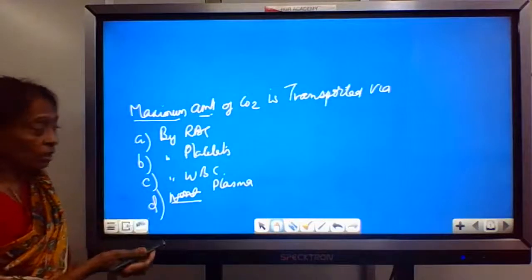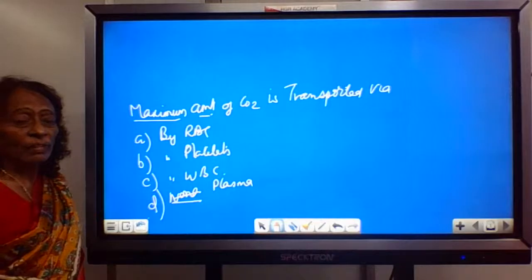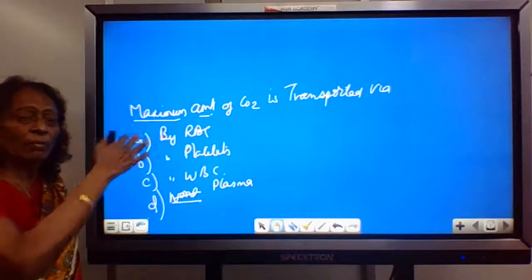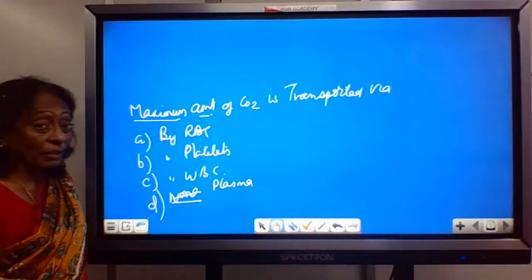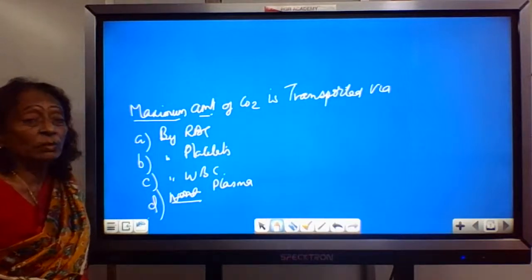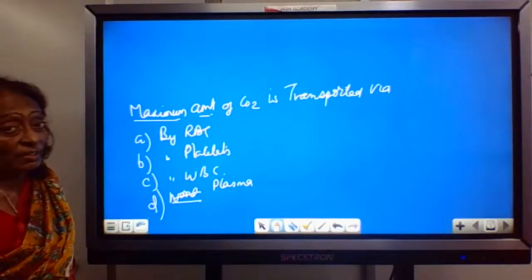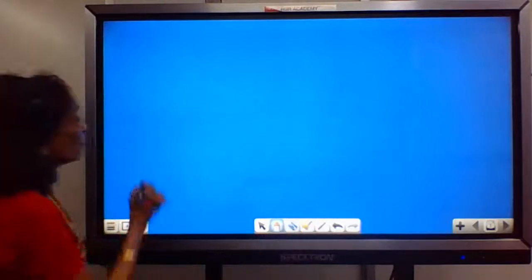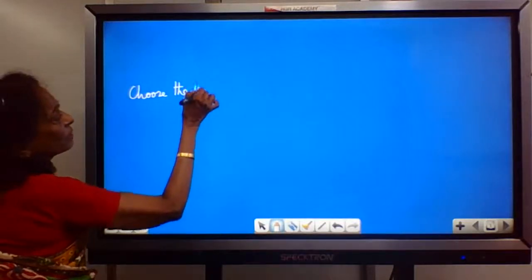Now the same question I can make into a tabular column: the amount of CO2 or O2 in RBC and plasma, and I can ask you to match the following. Or another important question is the difference between the transport of oxygen and CO2. If I ask which is the incorrect statement, I'll give you the statements, then only you'll know. So choose the incorrect statement.